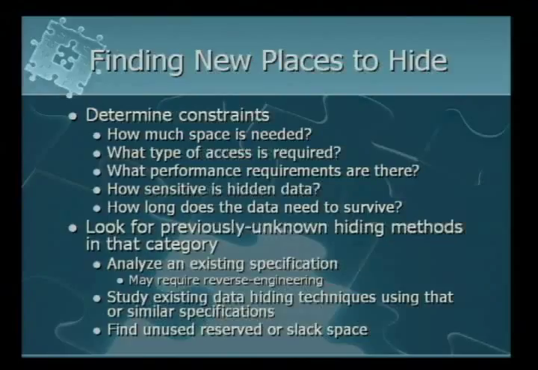Also, what are your performance requirements? Does this need to be high-speed access? Can you write it really slowly? Do you need to read it quickly? That can make a difference in how you hide things. For example, Stego tends to be very slow because the algorithms are complex, so that might not work if you have high-speed data requirements.